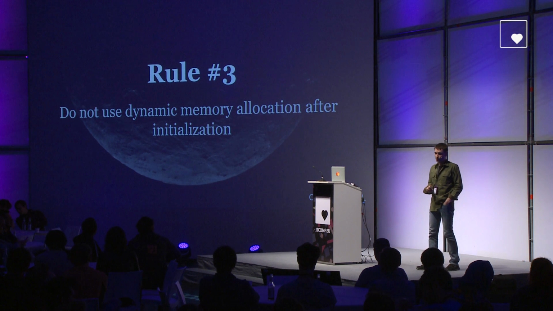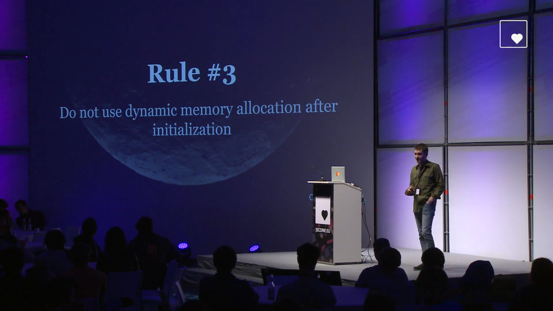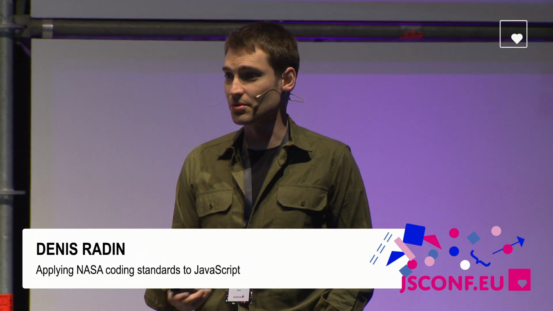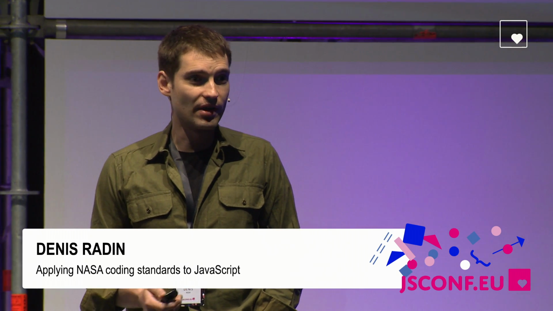Rule number 3, do not use dynamic memory allocation after initialization. So, okay, it's really weird advice for JavaScript land, because JavaScript has dynamic memory allocation by default, and memory is managed by JavaScript through garbage collection. And that's a problem, because we got too relaxed about that, and many developers just don't respect all this RAM thing. So, rule number 3, respect RAM, because garbage collection might become your enemy.